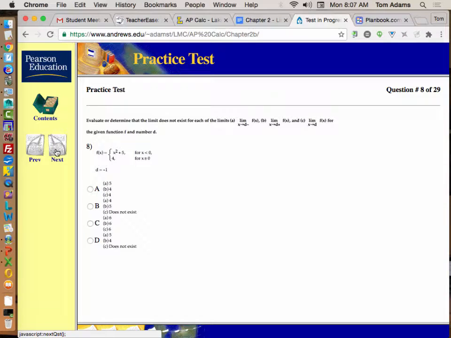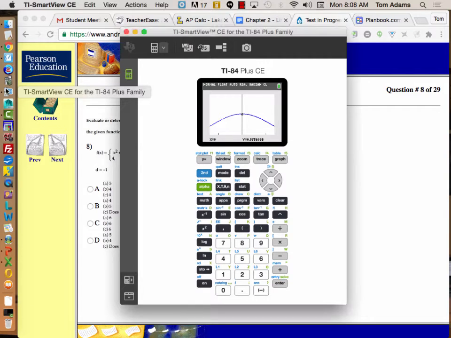This is a good one. It says, evaluate and determine the limit does not exist for each of the following limits. It gives us a bunch of information based on this function. So now, the easiest way to do this is to graph it. And so I'm going to pull up my graphing calculator.